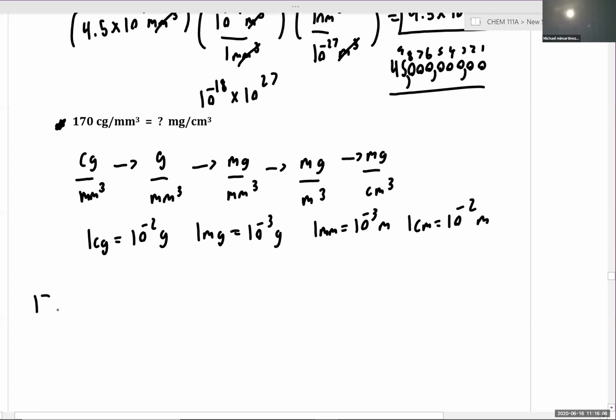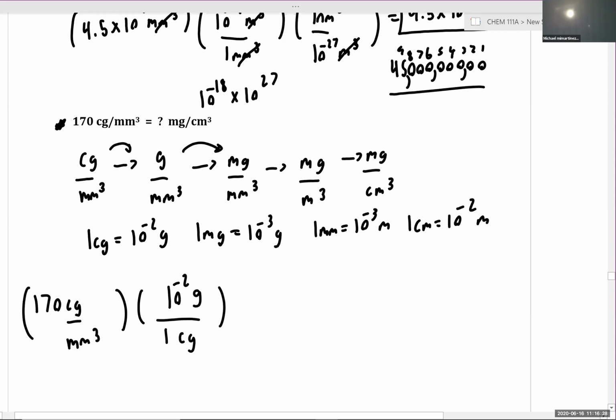We're next going to write out our number with the units. So we have centigram per millimeter cubed. To go from centigrams to grams in our first step, we need units of grams on top and units of centigrams on the bottom. So 1 centigram is 10 to the negative second grams. Next, we'll go from grams to milligrams, so we'll put milligrams on top, and a milligram corresponds to 10 to the negative third gram. Now, if we want to go from millimeter cubed to meter cubed, we put millimeters on top and meters on the bottom. 1 millimeter is 10 to the negative third meter. However, since we're dealing with cubic units, we have to cube our conversion factor.